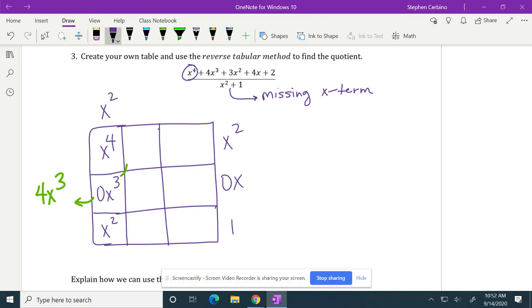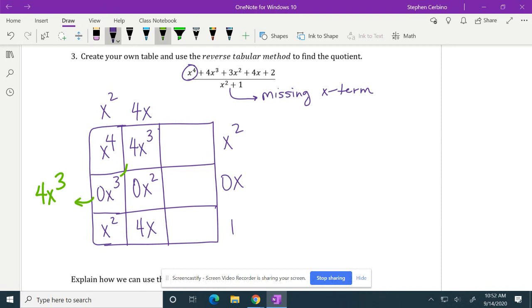If I want to make 4, and I already have 0, I have to add 4. 4 plus 0 is 4. Well, if that's 4x cubed, I'm now asking myself, what multiplies by x squared to make 4x cubed? That's going to be 4x. Little trick, the exponents should start to go down, right? They shouldn't go up and be all over the place. 4x times 0 is 0. 4x times 1 is 4x.